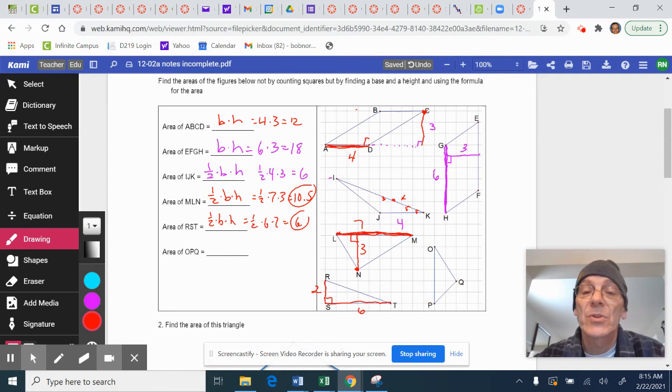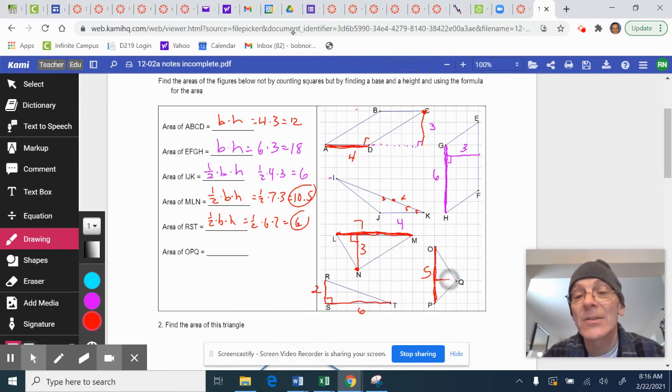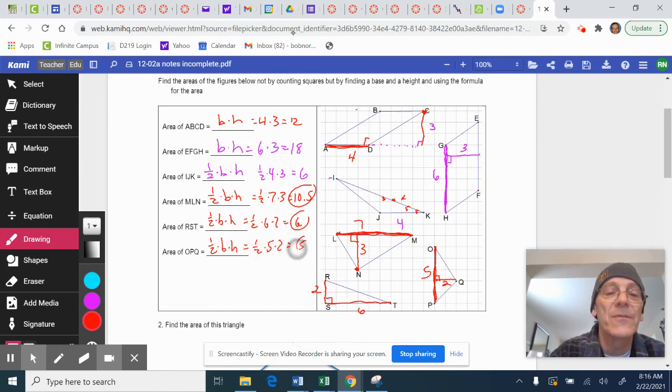And then OPQ, let's choose this vertical side for the base, because that's easy to count. 1, 2, 3, 4, 5 units long. And this time the height is going to be a horizontal segment. I talked about how the base does not have to be the bottom side. It doesn't even have to be a horizontal side. The height does not have to be a vertical side. It just has to be perpendicular to the base. So in this case, the height is actually a perfectly horizontal segment, which is 2 units long. So 1/2 times base times height is 1/2 times 5 times 2, which is 5.